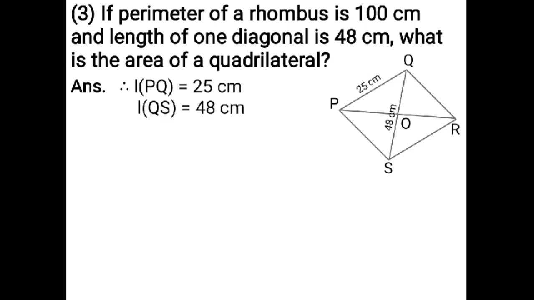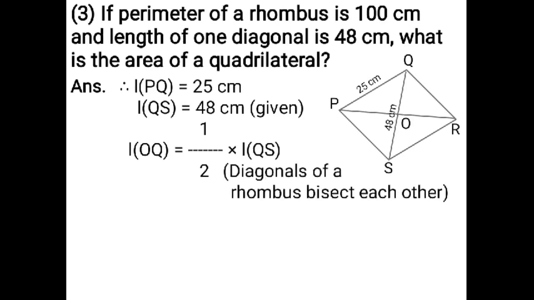Length of QS is equal to 48 centimeter, given. You have to find half of the length of the diagonal QS. Half of the length of the diagonal QS is length of OQ. Length of OQ is equal to half into length of QS. Reason you have to write: diagonals of a rhombus bisect each other. That is equal to half into length of QS, which is 48.